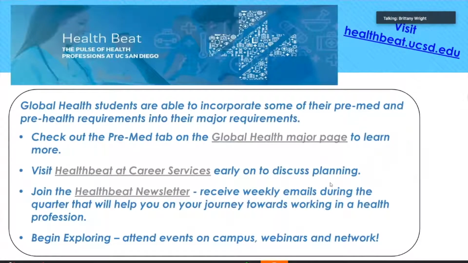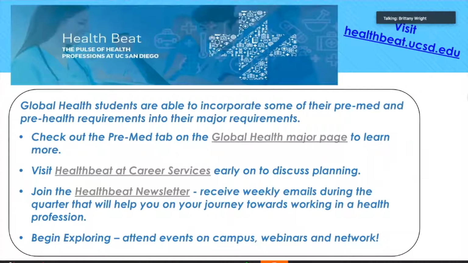So you're definitely able to incorporate some of the pre-med or pre-health courses into your global health requirements. For instance, some of the biological science courses, or SOCI 70, which is sociology for pre-meds, that prepares you for the MCAT, but you are going to have additional courses. And the major is designed so that there is room to build those courses in. So like I said, you want to check out the pre-med requirements on the major page, and you're going to want to visit HealthBeat at Career Services early on to discuss planning.